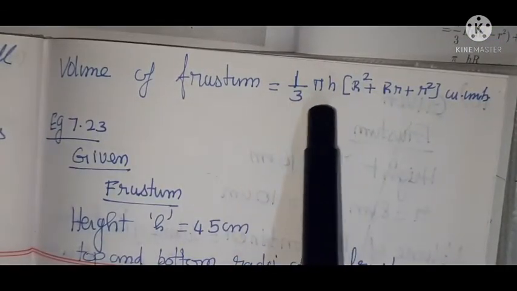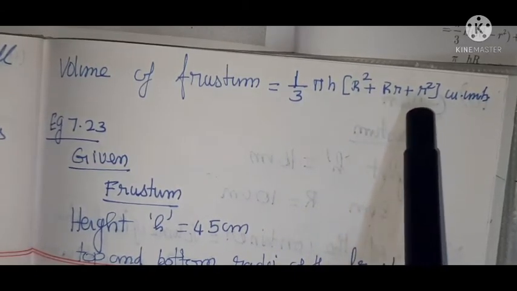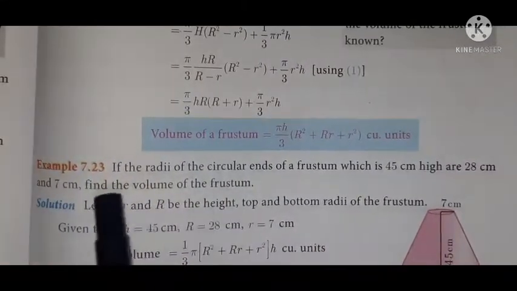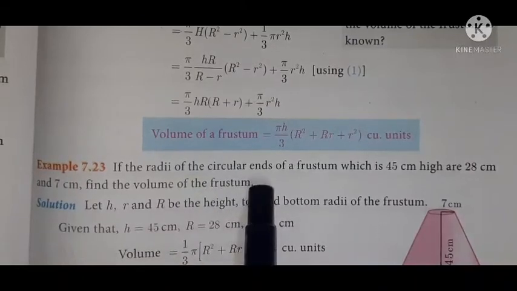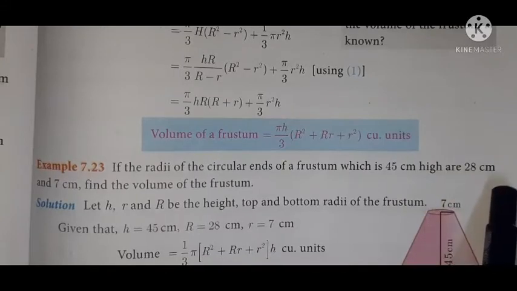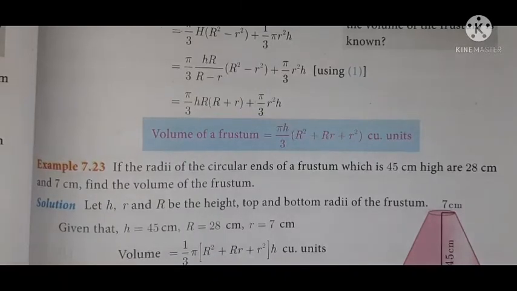Volume of a frustum is 1 by 3 pi h into capital R square plus capital R small r plus small r square cubic units. Example number 7.23. If the radii of the circular ends of a frustum which is 45 cm high are 28 cm and 7 cm, find the volume of the frustum. Given a frustum. Its height is 45 cm. One of the end radii is 28 cm. Another end is 7 cm. The smaller value is taken as small r.